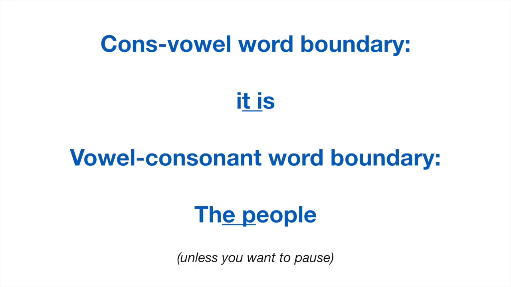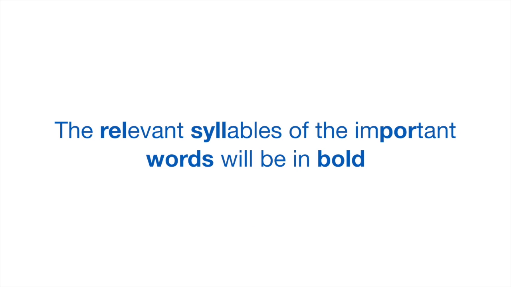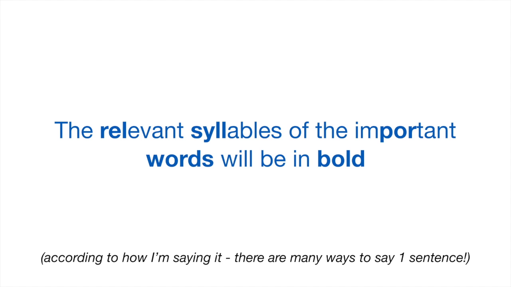And for word stress, I won't put arrows. That might be a bit messy, but I'm just going to put the relevant syllables of the important words in bold, and you can probably hear the pitch of my voice generally will be going up on those syllables. The relevant syllables, important words, bold, right? And of course that's according to how I'm choosing to say it, but there are many ways to say one sentence. So it's just a general guideline based on what you're hearing me say. So let's try these.